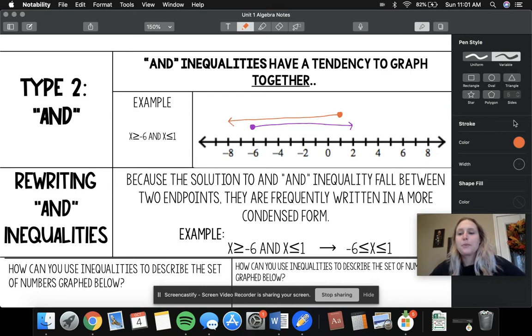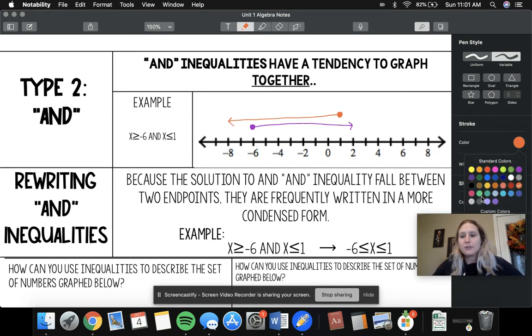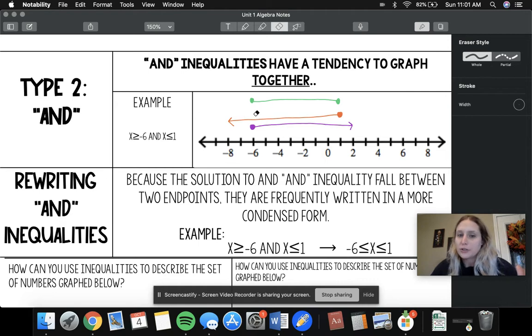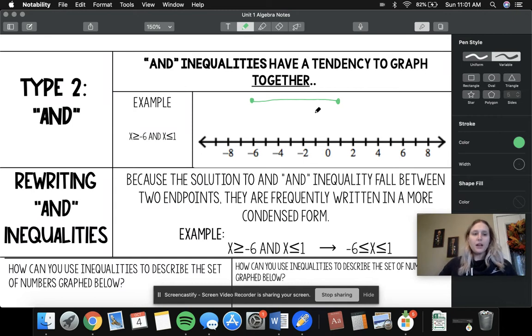Okay, so what the word and means is they have to apply to both of them. So while you could graph both of these on top of each other, the only true solution is anything between negative 6 and positive 1, and x is anything between those two values. So while these are nice to graph to visualize, really the solution is anything between negative 6 and positive 1 and anything between them.